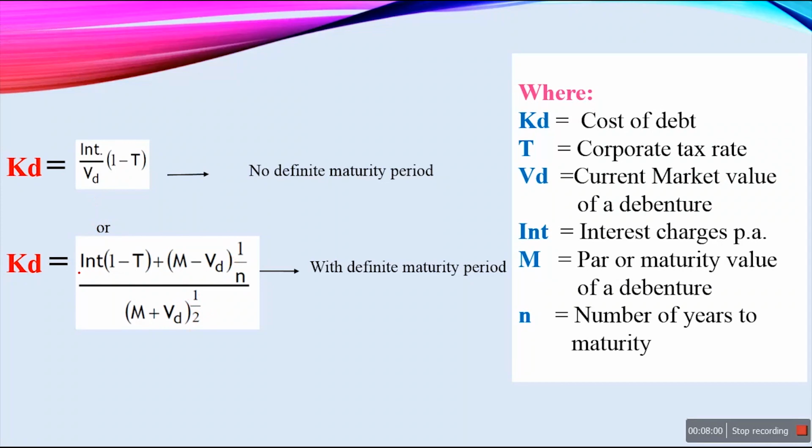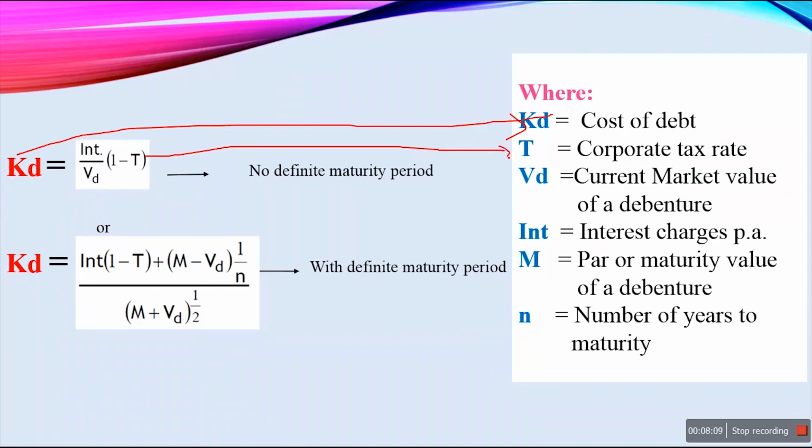Now, from the formulas, the KD, like we have said, represents the cost of debt. T here represents the corporation tax, and in Kenya, or in any other country, corporation tax is given at the rate of 30%. Then we have VD, which represents the current market value of a debenture. That is the value at which that debenture is selling in the market currently.